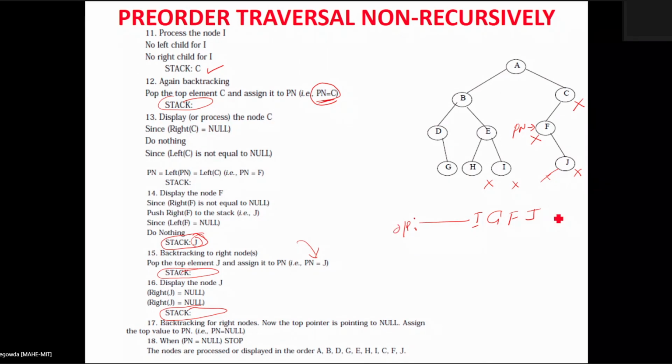So this is the preorder traversal output. If you look at this: A, B, D, G, E, H, I, C, F, J. This is the preorder traversal output of the tree. This way we can visit all the nodes non-recursively by using the stack.